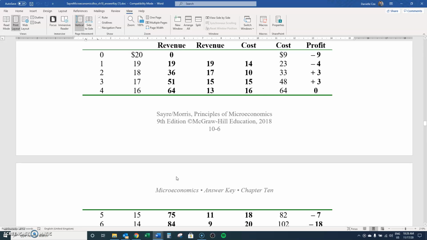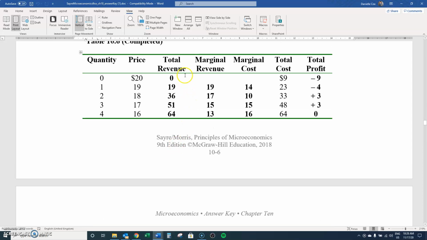So we've done all this before, but I'm just going to refresh your memory. So we have quantity and price. To get to the total revenue, your total revenue is just your quantity times your price. So 1 times 19, 2 times 18, 3 times 17 to get this column.